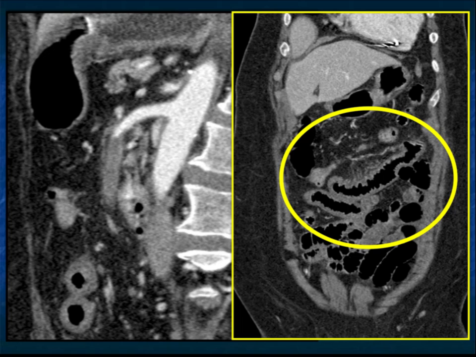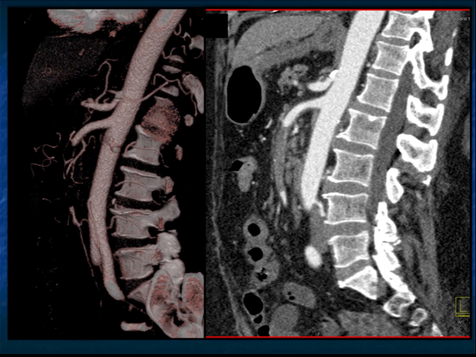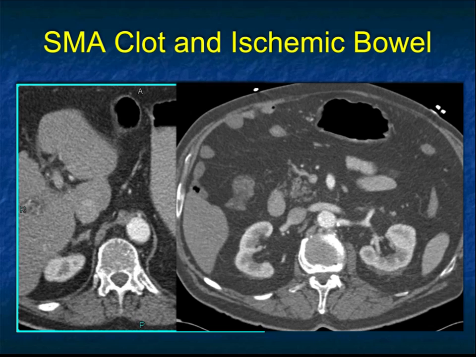Another case where the thrombus arises several centimeters from the origin of the SMA. Vessel is occluded. You see the changes in the small bowel, the edema in the mesentery, the thickened bowel, and you see it very nicely on the volume rendering, the vessel cutoff, and here's the thrombus, and here it reconstitutes. Again, the importance of looking not only at the proximal aspect of the vessel, but the entire vessel.